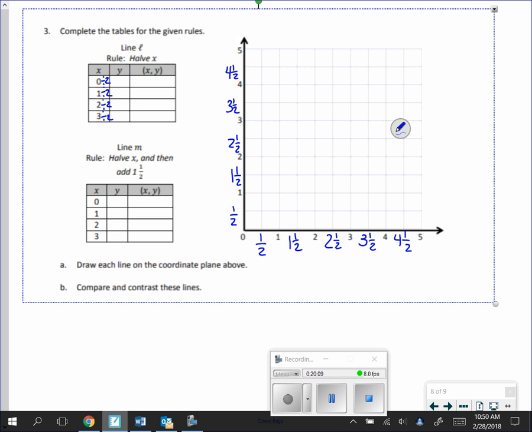So 0 divided by 2. If I have nothing, I currently have nothing in my hand. If I chop that in half, I have how many of nothing? Nothing. I'm going to have half of nothing. How much of nothing do I have? Nothing. So my points are 0, 0.